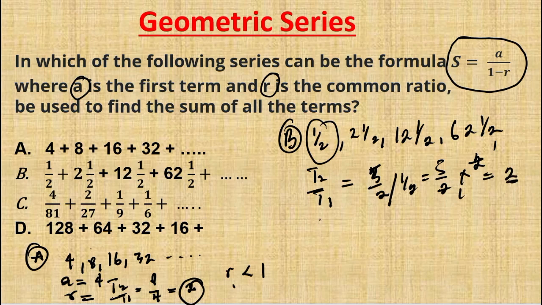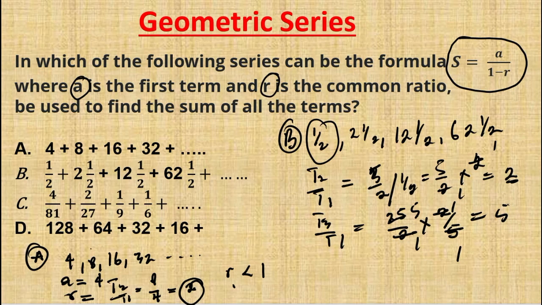Now let's test T3 over T2. That's 12.5 over 2.5, which is 25 over 2 divided by 5 over 2. Inverting it straight away, that's 25 over 2 times 2 over 5, which equals 5. Wait, that gives 5 again, so the ratio in this series is constant at 5, but it is greater than 1, so the formula S equals A over 1 minus R will not work for this series.